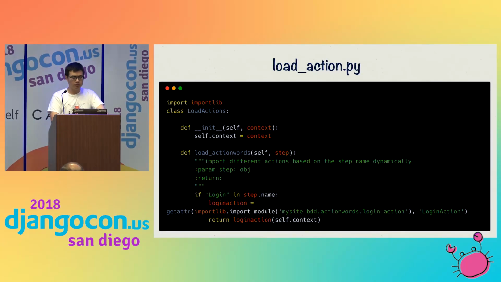For the action words, you need to load actions, because one feature can have multiple steps, and that's why you need multiple action words. And you need to tell the BDD framework which action words you want to load in. So based on our convention for the step definition, we just tell the BDD that if we find the keywords inside the step, we load in the corresponding action words.